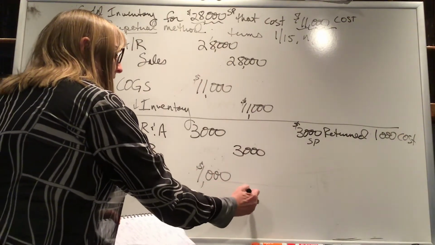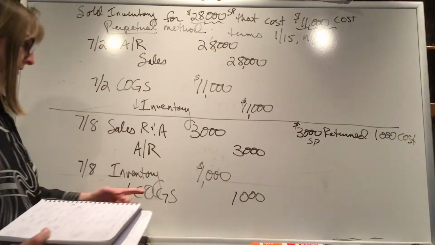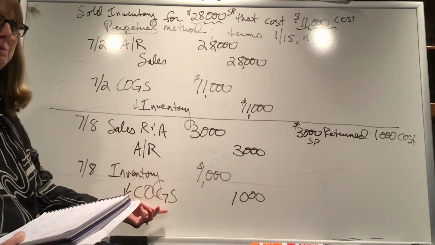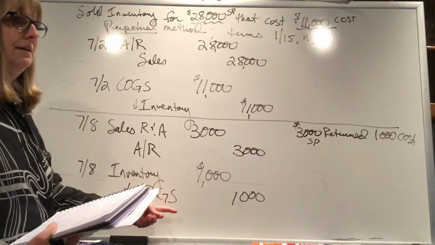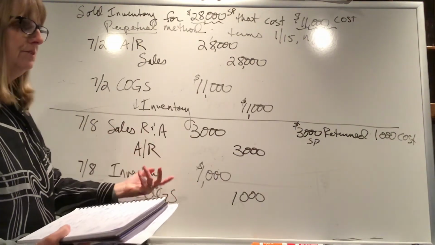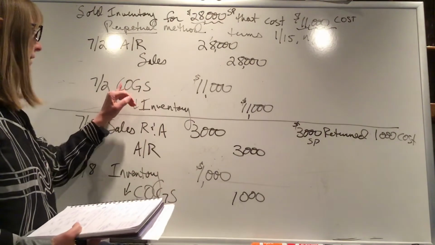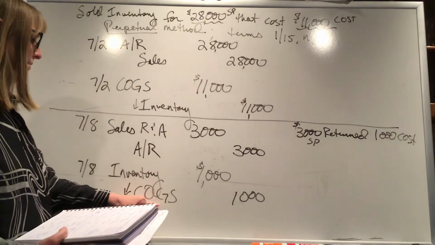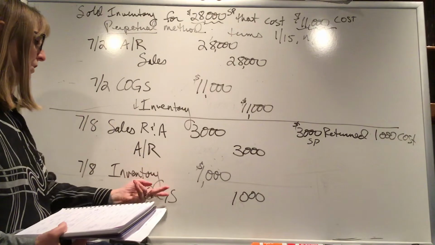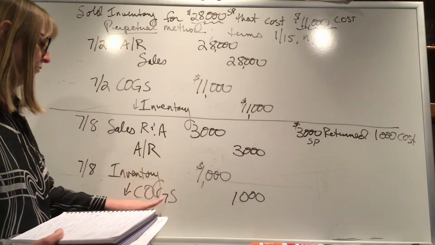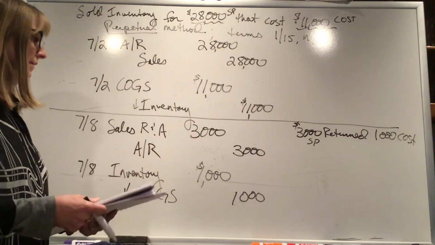Now, this does violate one of our rules. This is an expense, and we're crediting expense. So I always said, expenses are debits, expenses are debits, expenses are debits. Okay, but this is one of our exceptions. When customers return inventory to us, we do credit this expense.